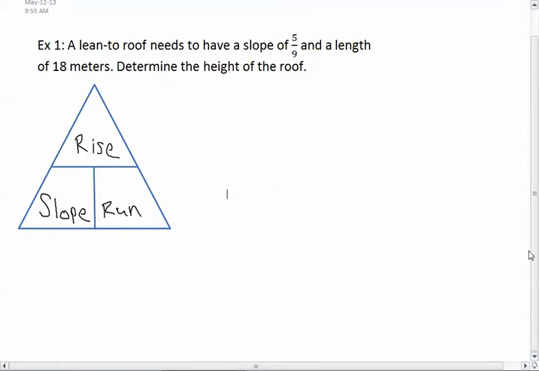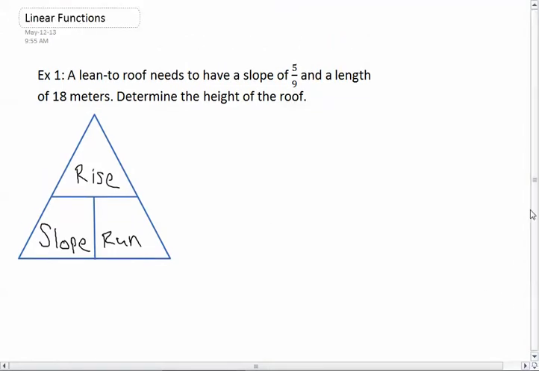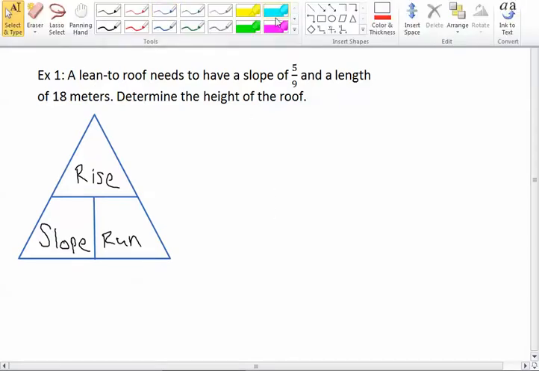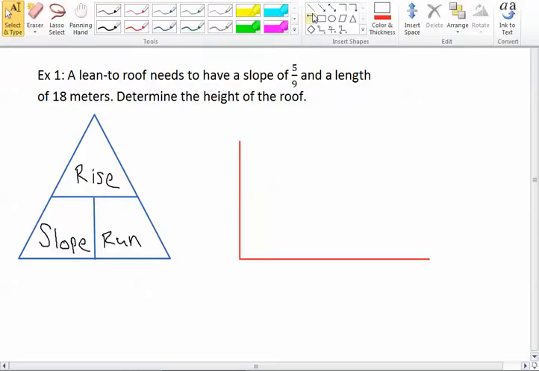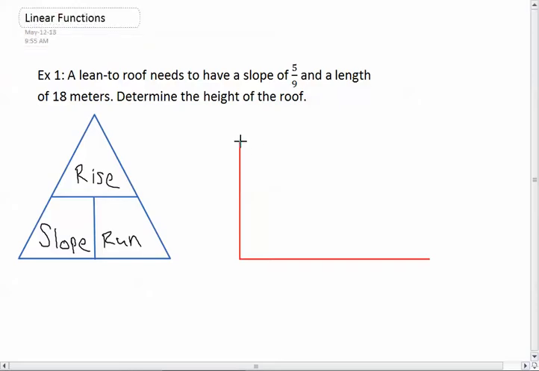Okay, so here's our example. So a lean-to roof needs to have a slope of 5 over 9 and a length of 18 meters. We want to determine what the height of the roof is. So this is a rise, run, and slope question. Now, a lean-to roof kind of looks like this. It's going to have a line that comes down like this. So basically like a big right-angled triangle.